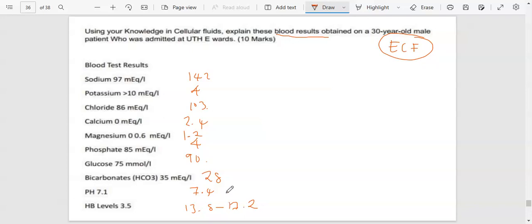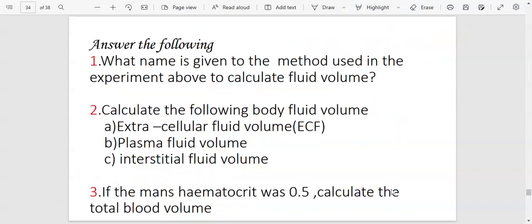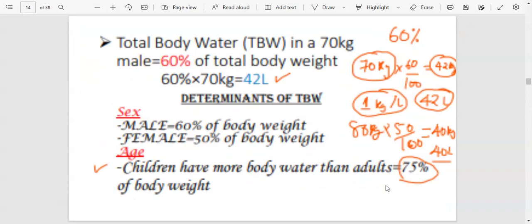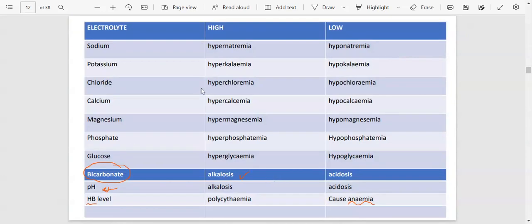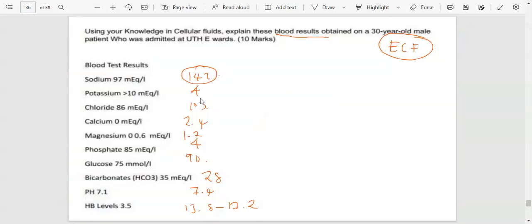So now let's comment on these results observed. We have seen that the sodium levels were so low. So what condition is this when the sodium levels are low? We need to refer to the conditions which the person is going to be suffering because of those low sodium levels. Since the sodium is low, that is hyponatremia. So this person is going to have hyponatremia because of low sodium.